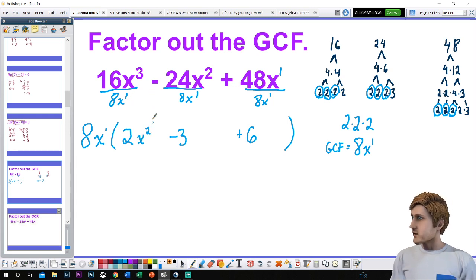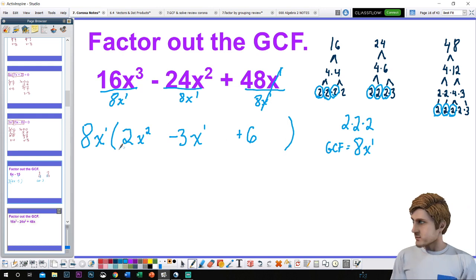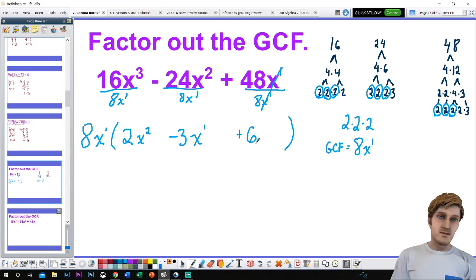3 minus 1 gives me 2. Here I have 2 minus 1, that gives me 1. If I want to put the 1 there, I can. It doesn't have to be there. And here I've got 1 minus 1, which is 0, because those x's cancel. So this is it. It's 8x times the quantity of 2x squared minus 3x plus 6. And we're finished factoring out that GCF.